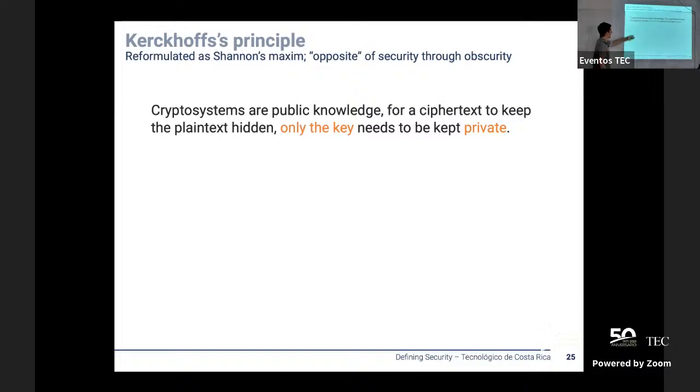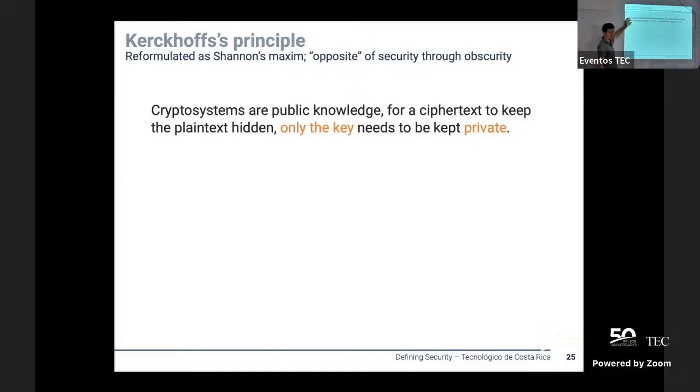So we keep the plaintext secret and the key itself, but the way we converted the plaintext into the ciphertext is just public knowledge. And this is one of the foundations of cryptographic research. Why is this so important?